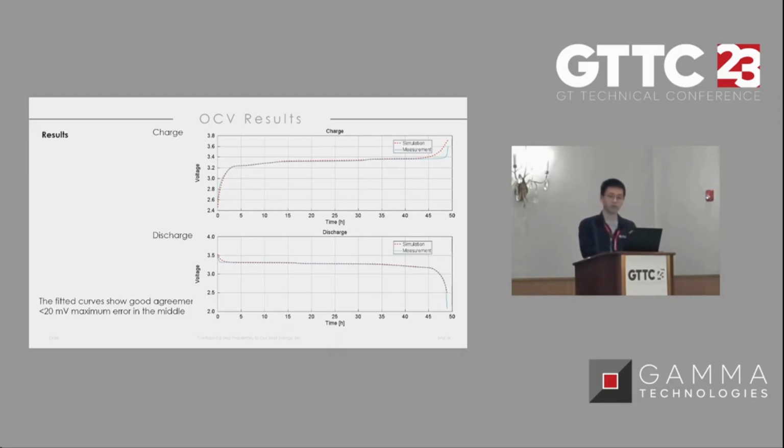Although we can see some discrepancy at higher SOC, I think it's mostly because of the nature of the OCP, because we are using some literature values for OCP, not the experimental results. So there might be some difference between the literature materials and our own materials. But in general, I think we had a pretty good fit with less than 20 millivolts error in the middle, not including the high SOC region.